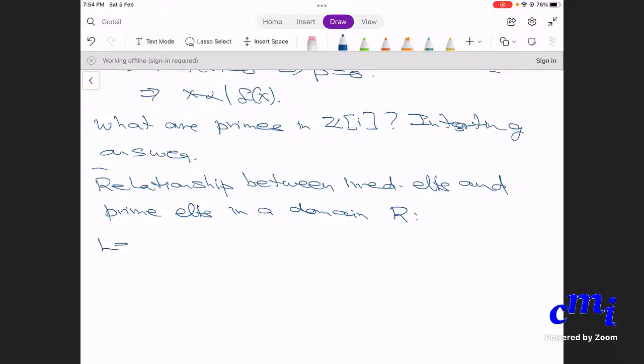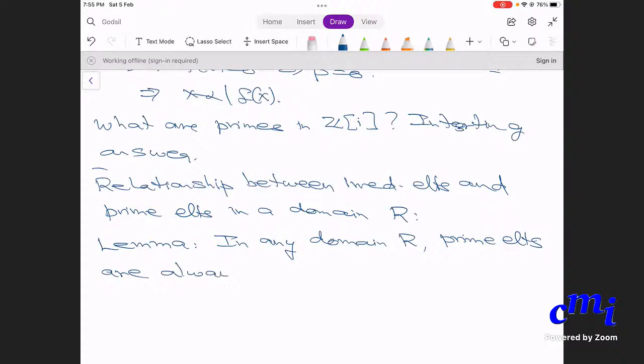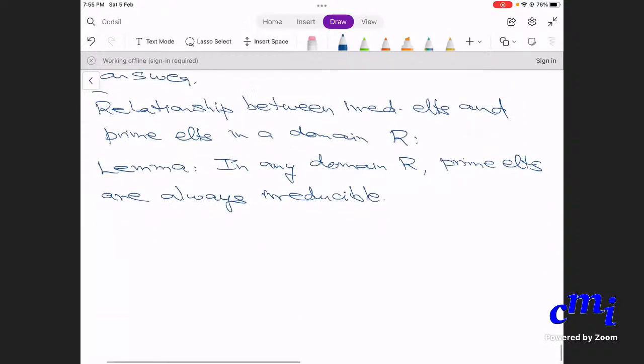So here is a lemma. In any integral domain, prime elements are always irreducible. Always. This has nothing to do with PID or anything. You just take any integral domain, prime elements are always irreducible. So let's prove this. It's an easy proof.